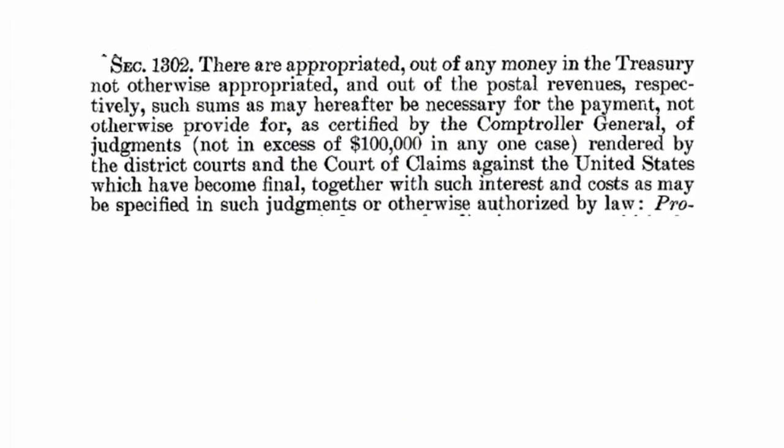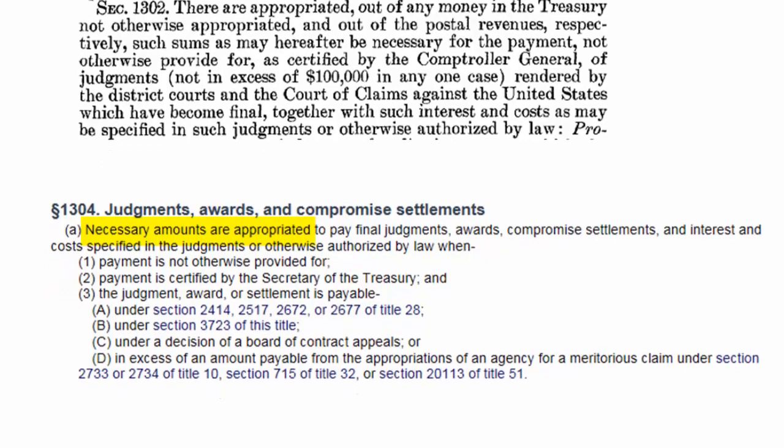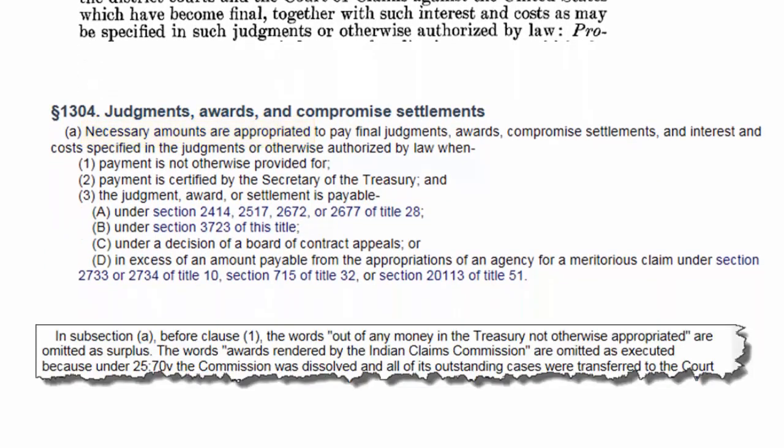In this example of the permanent appropriation for the Judgment Fund, note that the original appropriating language included the "out of any money in the Treasury not otherwise appropriated" phrase. However, when the language was codified, this language was dropped, leaving the simpler "necessary amounts are appropriated." The notes tell us this language was omitted as surplus.